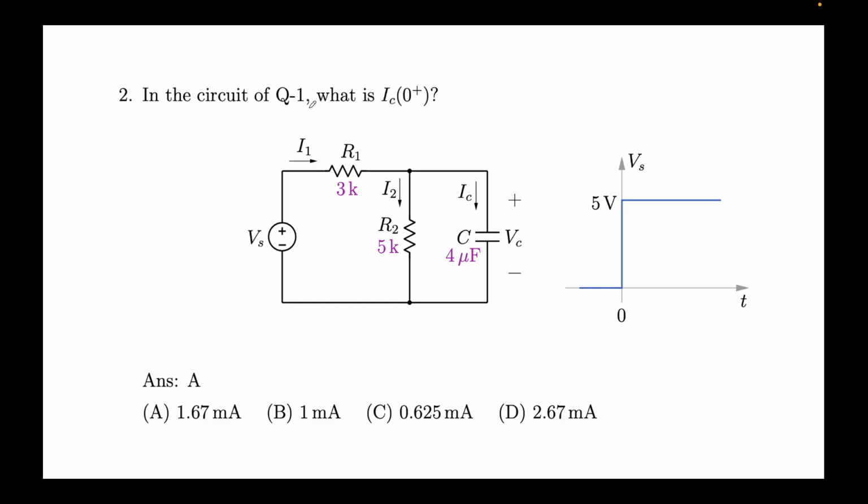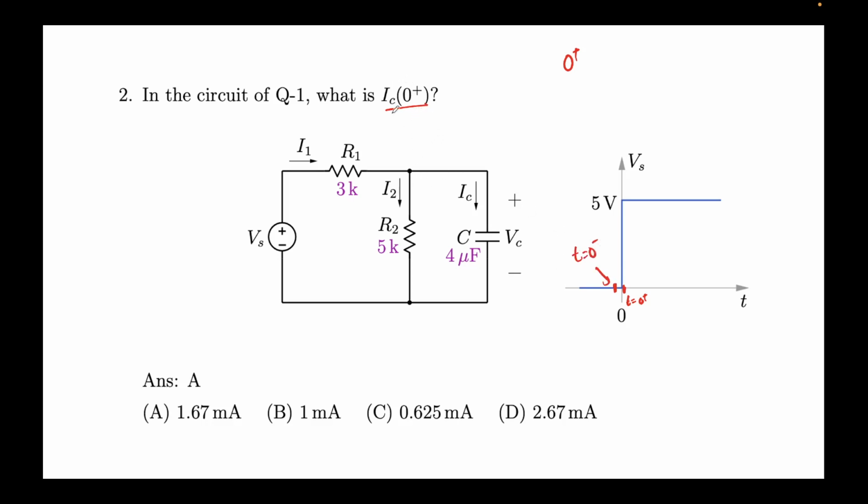The second problem says, in the circuit of Q1, this is the circuit by the way, what is IC at 0 plus? So we are required to find IC, the current through the capacitor. I should have made this clear. 0 plus means just right of t equal to 0. The step is at t equal to 0. So we are interested in the current at a time just right of it. This is t equal to 0 plus. This however would be t equal to 0 minus. This is the nomenclature that we are following.